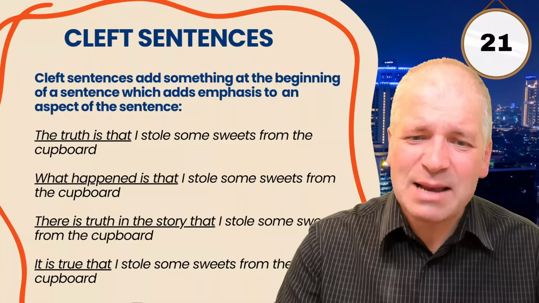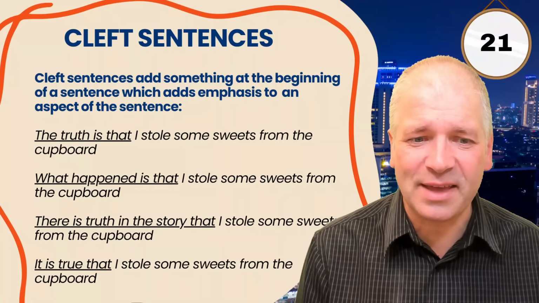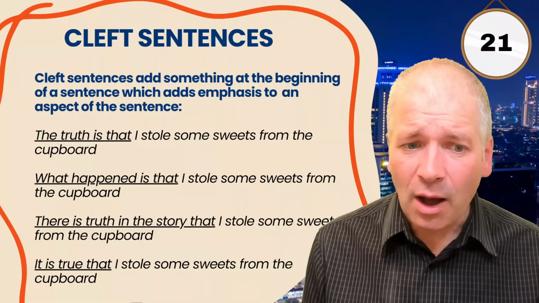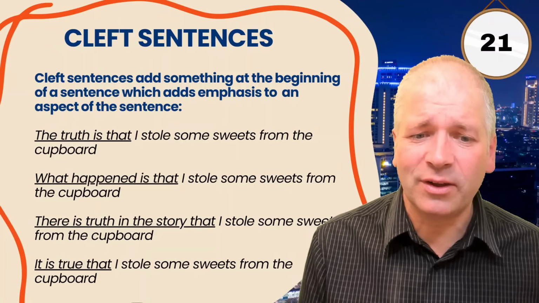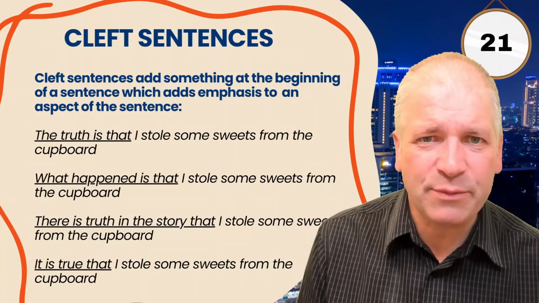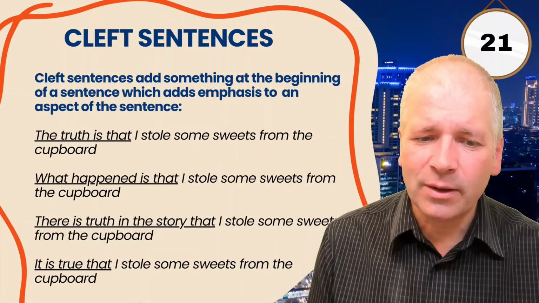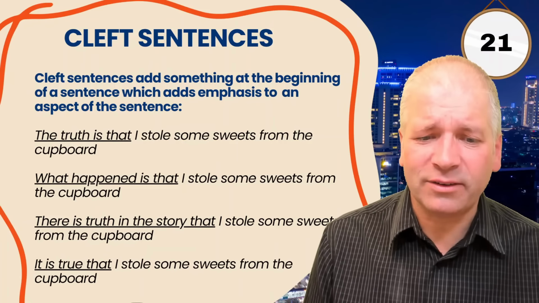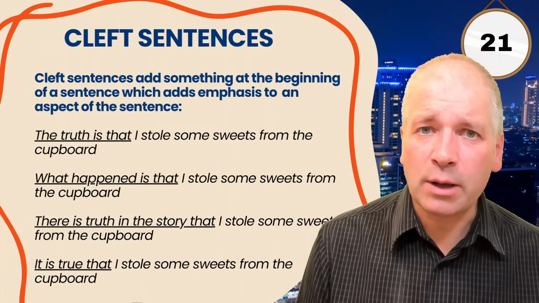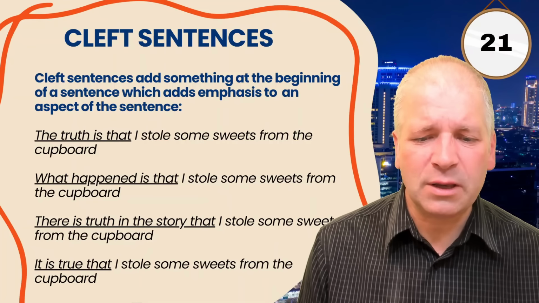Cleft sentences add something at the beginning of a sentence which adds emphasis to an aspect of the sentence. Instead of saying, I stole some sweets from the cupboard, I could say, the truth is that I stole some sweets from the cupboard. So the truth is often used to begin a cleft sentence. But we can also use a WH word, there and it. What happened is that I stole some sweets from the cupboard. There is truth in the story that I stole some sweets from the cupboard. It is true that I stole some sweets from the cupboard.